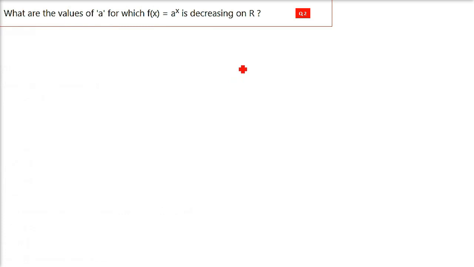So this is a very similar question to the previous one. It is saying, what are the values of a for which f(x) equals a raised x is decreasing? Previously we just saw how it is increasing. Now we have to tell why and when it is decreasing. So we got the answer a greater than 1 in the previous question. Here we will do the same thing, but f dash x should be less than 0, that is a raised x log a should be less than 0.